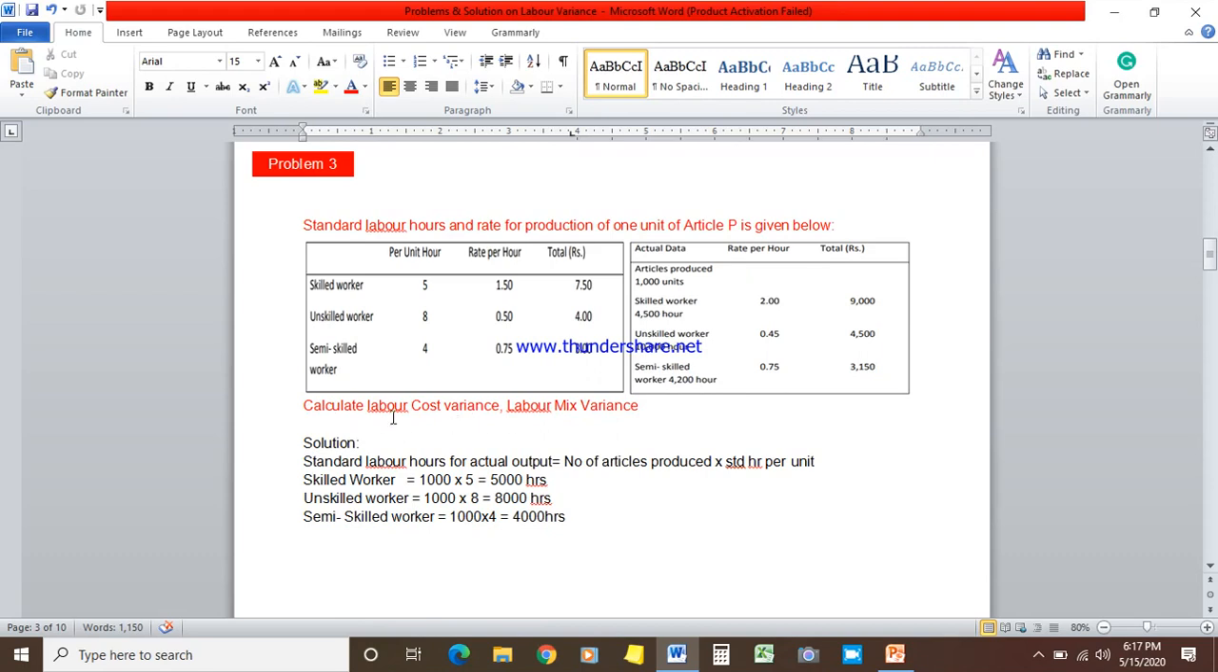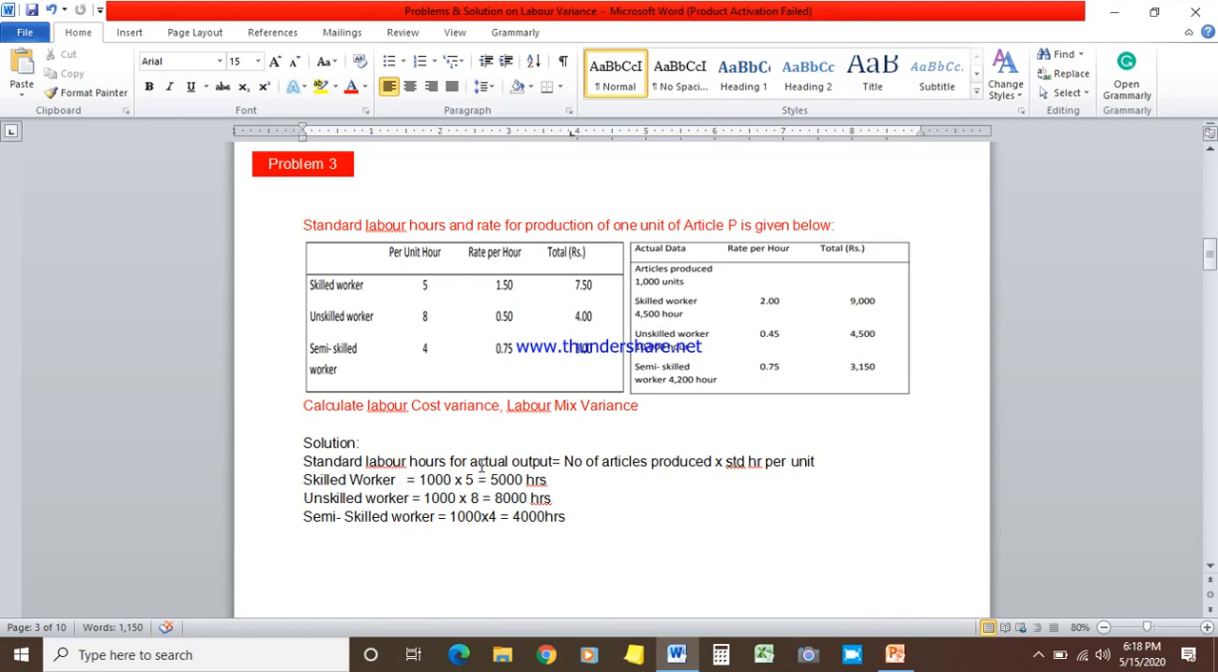Now we are supposed to calculate labor cost variance and labor mix variance. When we want to calculate labor cost variance, if you observe this information, the standard hours is given per unit. So we need to find out, if 1000 units are manufactured, what should be the standard labor hours.